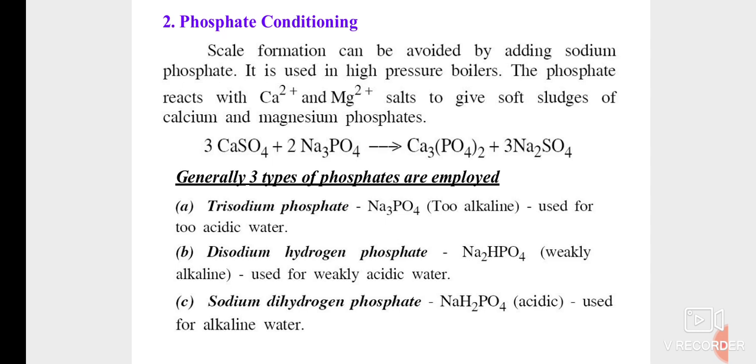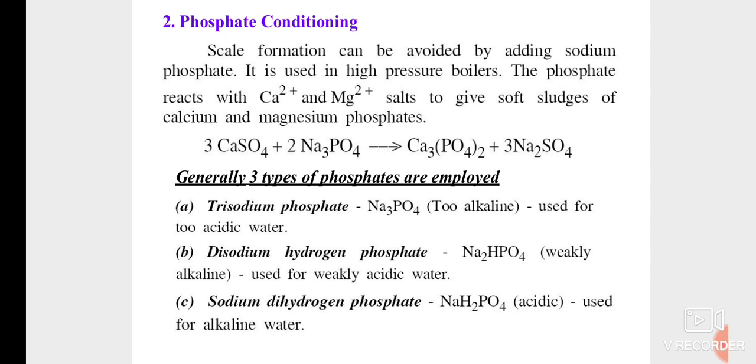In phosphate conditioning we use three types. One is trisodium phosphate. The second one is disodium hydrogen phosphate, Na2HPO4, which is weakly alkaline and used for weakly acidic water. The third one is sodium dihydrogen phosphate, NaH2PO4, which is acidic and used for alkaline water.